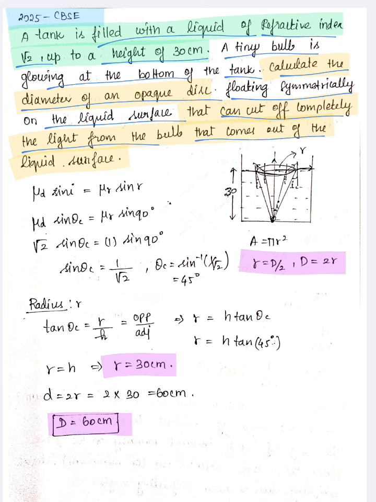Let's see what is given in the question. There is a tank, it is filled with a liquid which has refractive index root 2, and the height of the liquid in the tank is 30 cm. A tiny bulb is placed at the bottom of the tank and it is glowing.